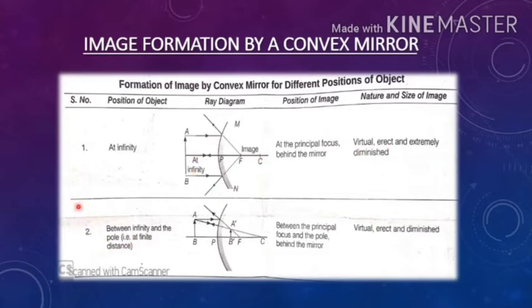And the second case is between infinity and pole. When an object is placed between infinity and the pole, then the image formed is between the pole and the principal focus, behind the mirror.